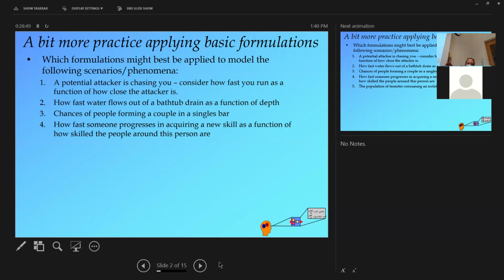And the substrate is related to how different their skill is from yours, or it's just related to how skilled the people are around them. That's essentially the substrate. The more skilled people are, the faster they learn. But at some point, they can only learn so fast.